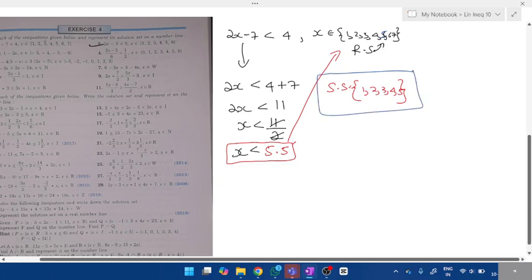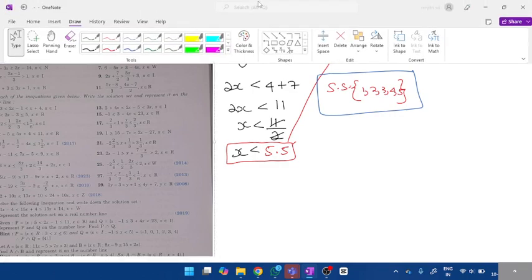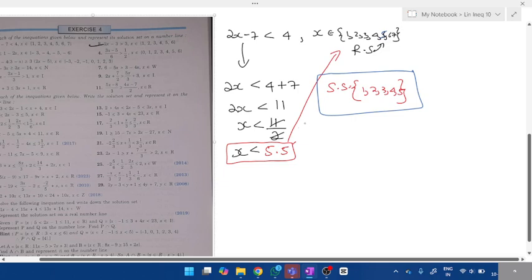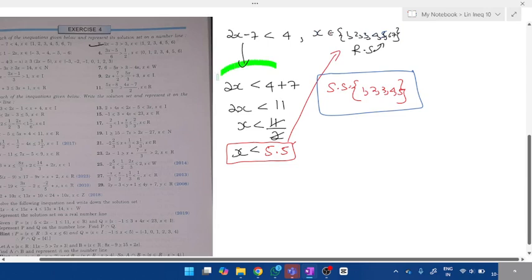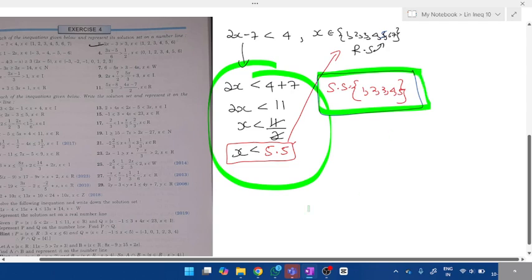Read the first question. Read the main statement of what they have given. Solve each of the inequations and represent its solution on a number line. Did we solve here? On the left-hand side we solved it, and on the right-hand side we got the solution set. Now we have to plot it on the number line.